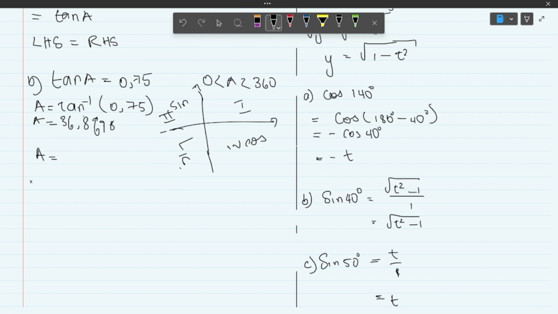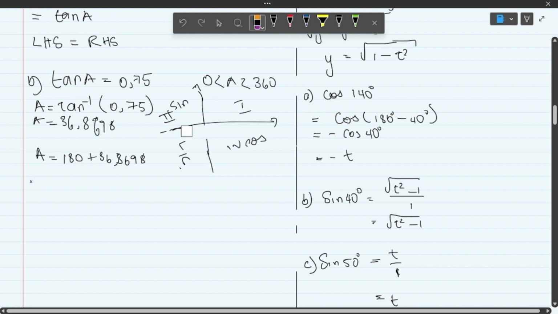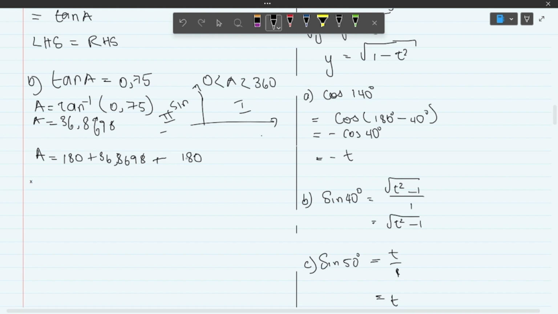Yabo. So into esayenza kuthini apha siyayazi uba u-tan positive kwintoni? Kwi-second quadrant. So izaba ngubani? Izaba ngu 180 plus i-reference angle yethu engu-36.8698. Yabo. Plus what? Plus 180 degrees times what? Times k. Lo 180 degrees kumele ntoni? Kumele i-period ka-tan yabo.